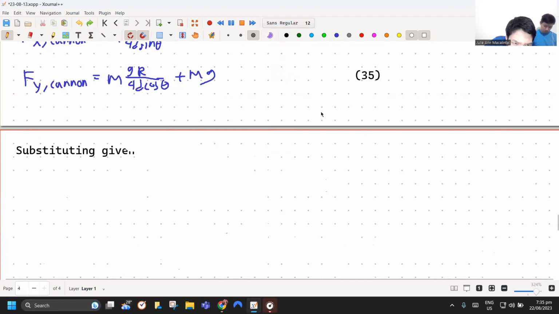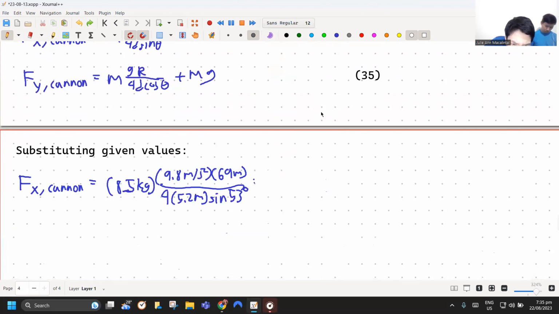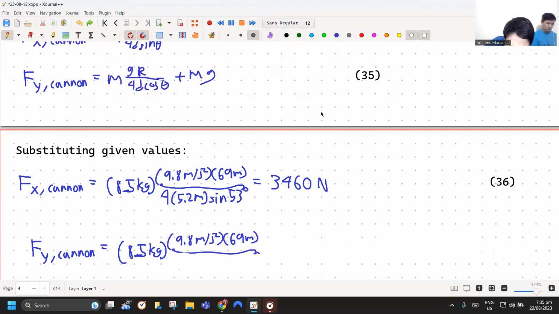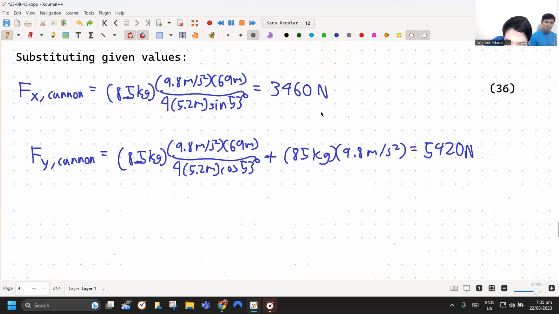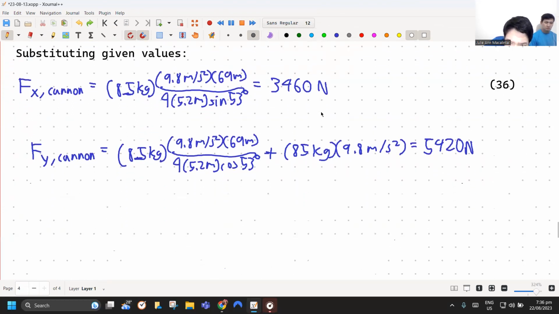So now, substituting all of the values, we get Fx cannon is equal to 3460 newtons. And then substituting for Fy cannon, that is 5420 newtons. So now we have the forces in the x direction and y direction. We only need to find the combined force, which means its actual force heading in only one direction.